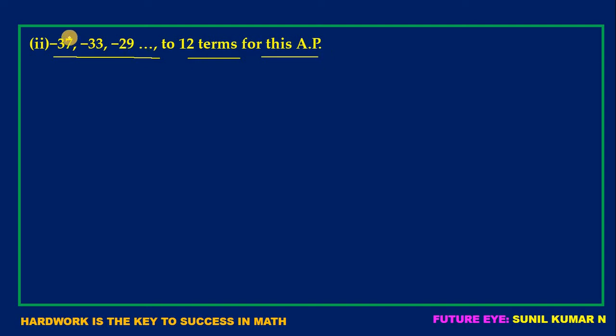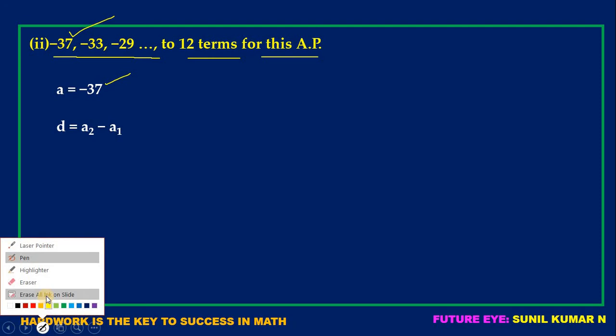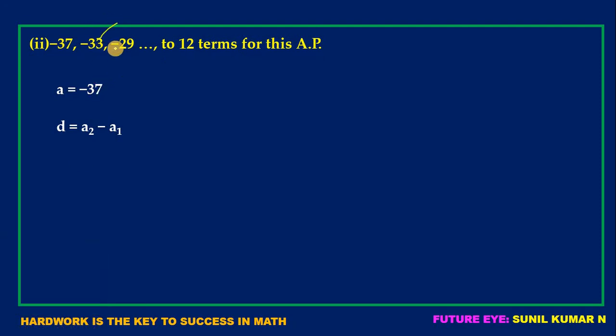So what is the a value here? The first term always represents a, hence the a value is minus 37. So how will you find d now? d is equal to a2 minus a1. So the a2 value is here, minus 33, and the a1 value is minus 37.